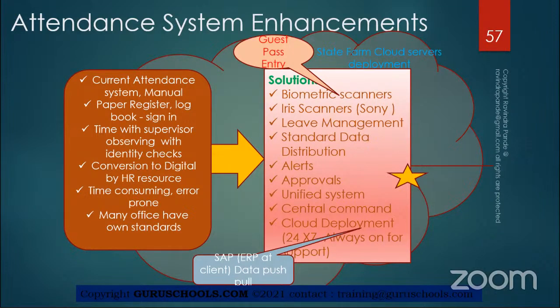So here we have a good requirement list on the left hand side. The current attendance system is manual. So there are problems: paper, register, logbook, sign in, time with supervisor, observing the identity checks like the visual photo ID, and conversion to digital documents by HR. It's time consuming. Many offices have their own standard, their own way of register, name first, number second, time, and so on and so forth.